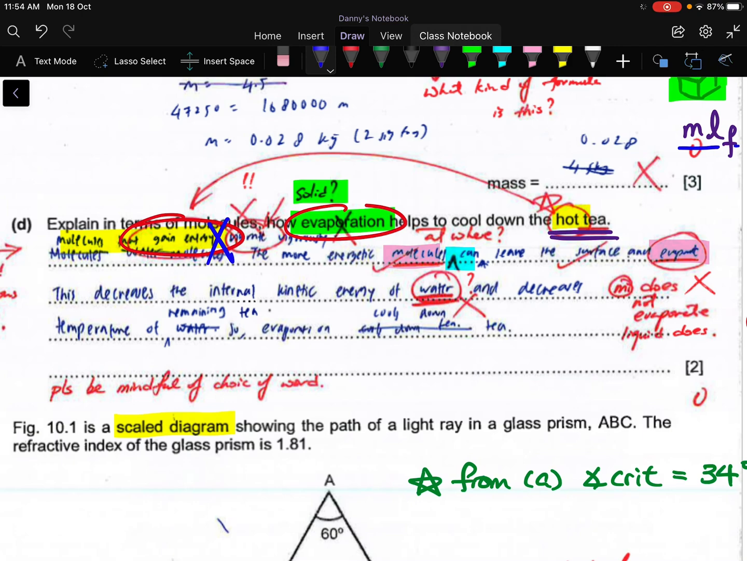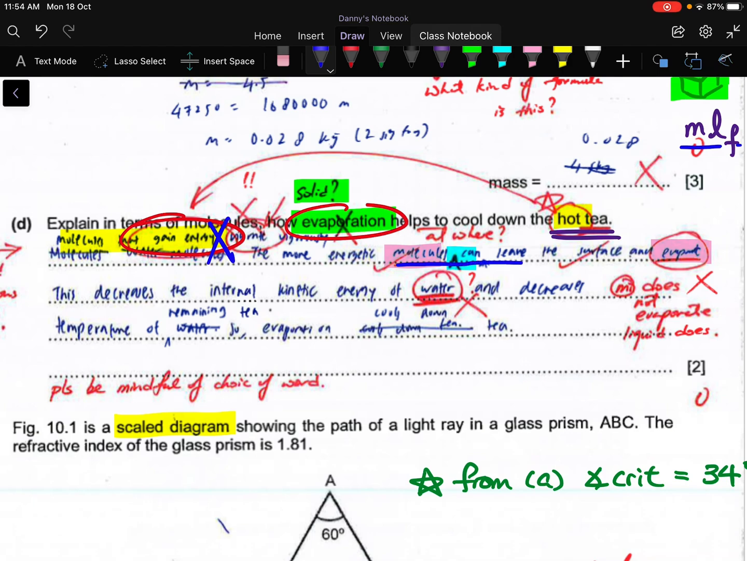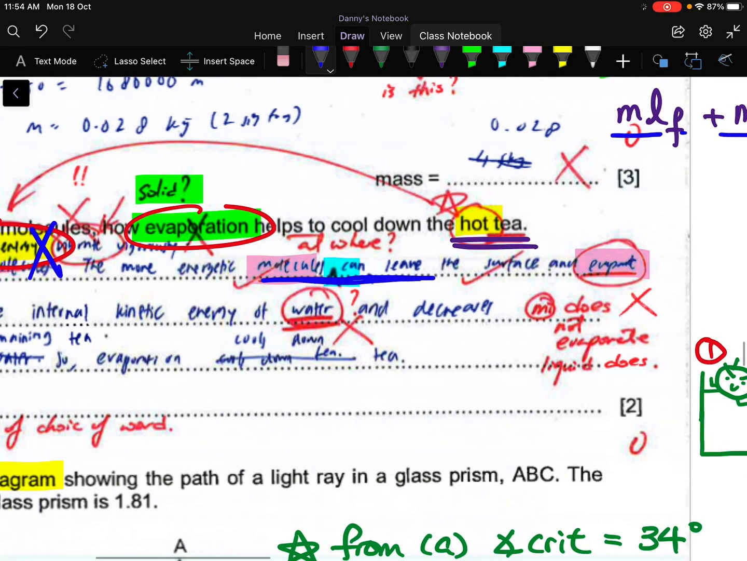Okay? So in evaporation, don't ever mention gain energy. It doesn't. It's spontaneously the molecule leaves the surface due to random collision. Okay? You don't even need to mention due to random collision. So that is her first mistake. Second mistake, can you see here? Molecule can leave the surface and okay, this I can't read. I don't even want to give marks. But I know that she's trying to say evaporate.